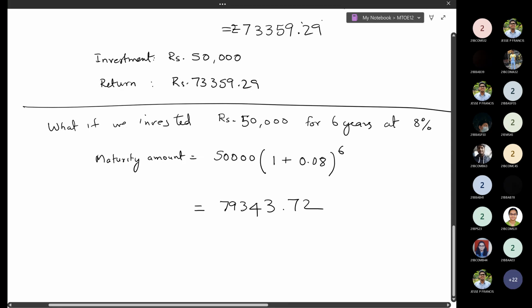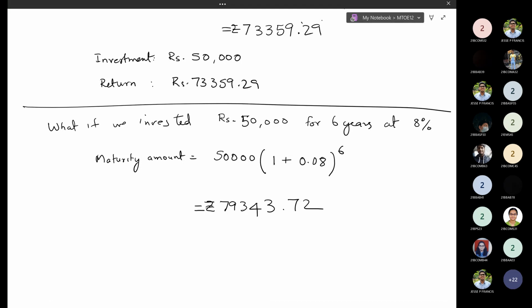Yeah, you're right. Why did you delete your answer? So you would have got, which would have been more? Is investing in recurring deposit better, or is a one-time investment of rupees 50,000 better? Any conclusions?